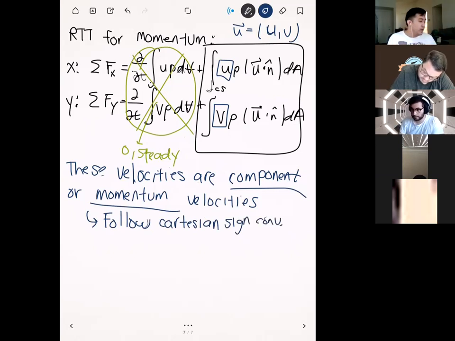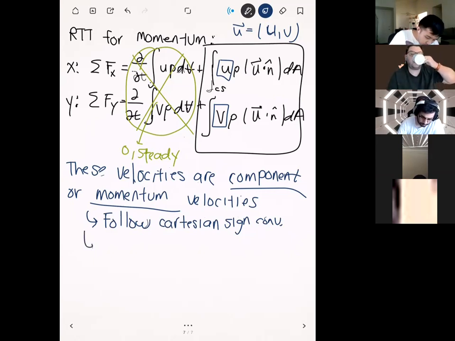Okay? And so for these velocities, you're going to plug in a positive if it's going to the right, a negative if it's going to the left, positive if it's going up, negative if it's going down, okay? And the other important thing is to remember that these are the components. And so if we have a situation where the velocity is going at an angle like this, for the x component of the momentum, you're only going to plug in the x component of velocity here, okay?